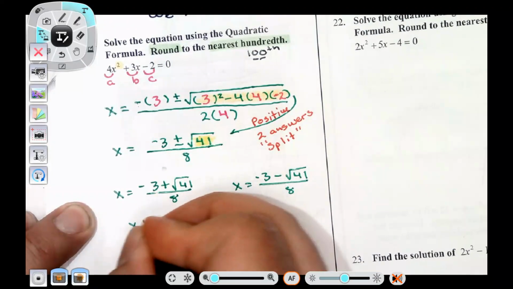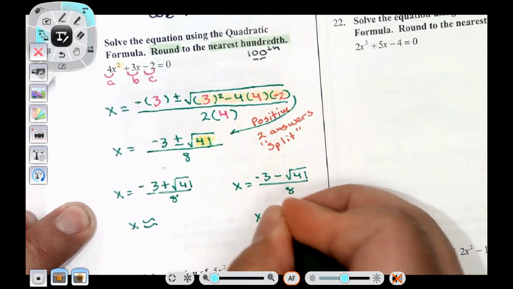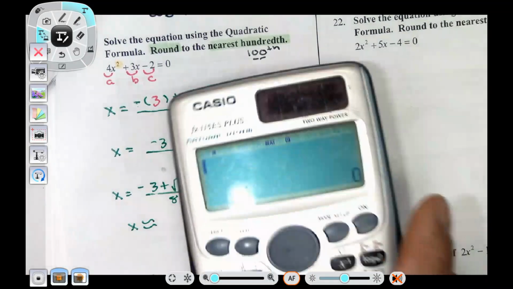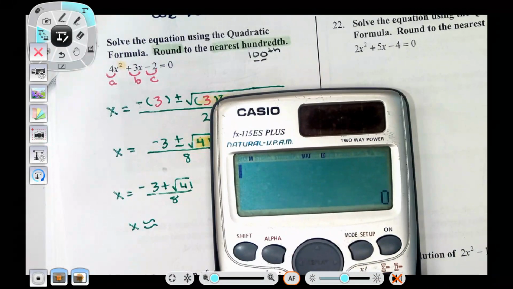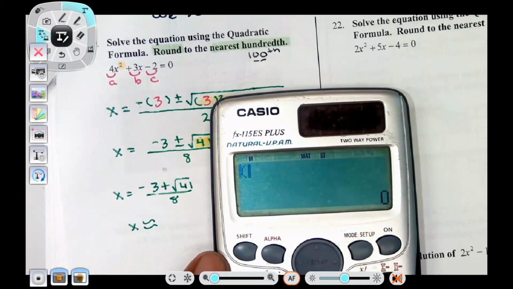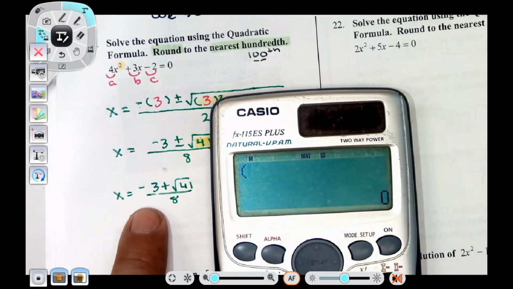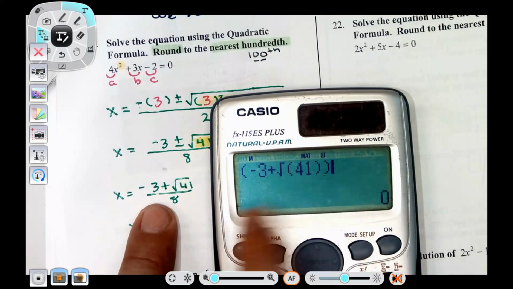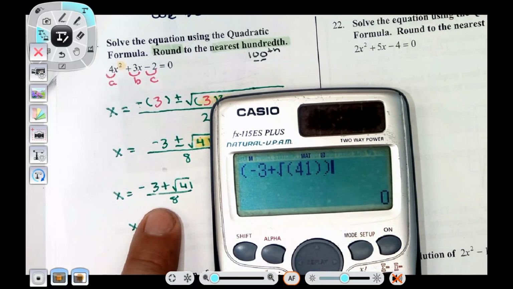So we're going to let the calculator take over. Again, the day of the test, you'll have Desmos available. Right now, I only have this one. So let me type this first one in. I'm going to put a parenthesis to start. Negative 3 plus the square root of 41. But notice they open a parenthesis. I'm going to close them both up. Now all my parentheses are closed. And then I'm going to press divide by 8.